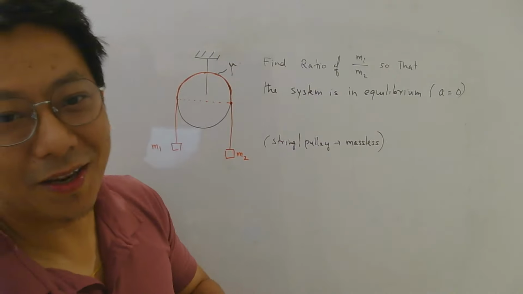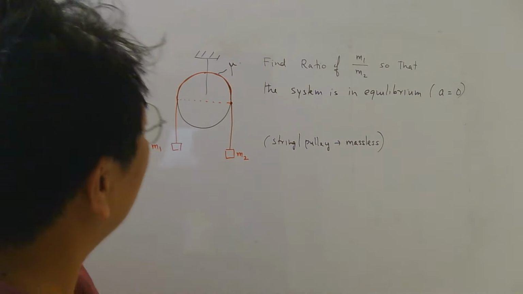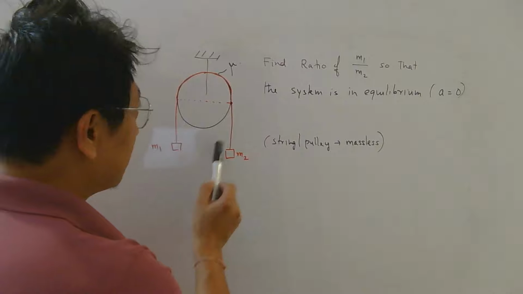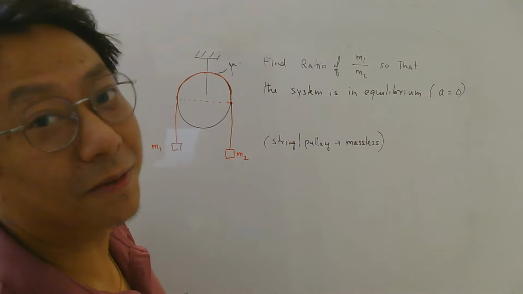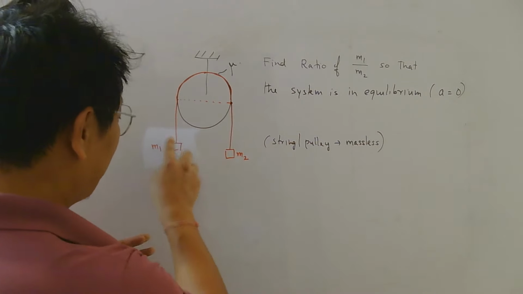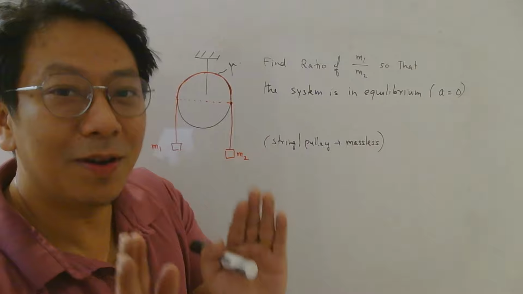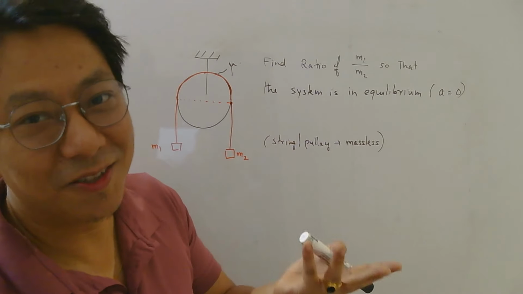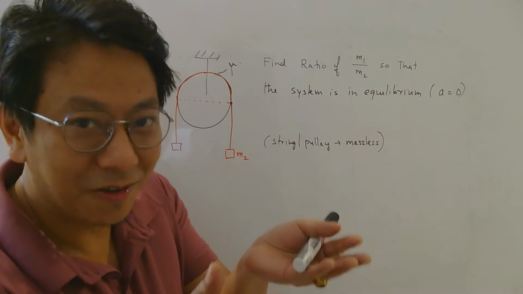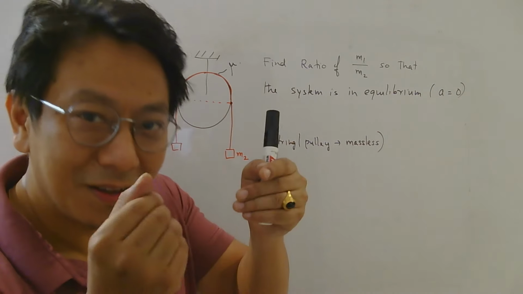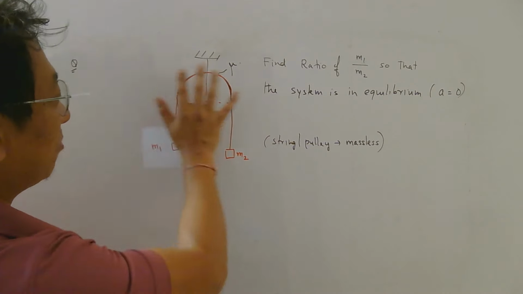Now let us apply whatever formula we learned in this problem. Very interesting problem. We have to find the ratio of these masses so that the system is in equilibrium. That means the acceleration of the two blocks is 0. So if you leave them from rest, they will remain at rest because there is no acceleration, so velocity will not change. If initial velocity is 0, the velocity will continue to be 0. So basically we want the system to be at rest.